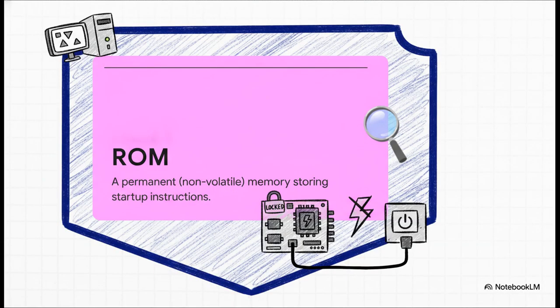Now contrast that with ROM, read-only memory. ROM is a permanent, non-volatile memory. It doesn't care if the power goes out. Your data remains perfectly safe. It's mostly read-only, and its primary job is storing the important instructions required just to start the computer up.